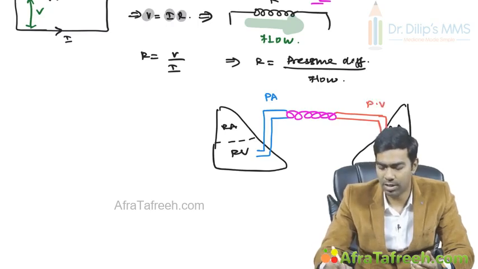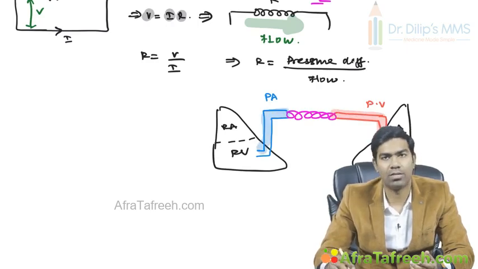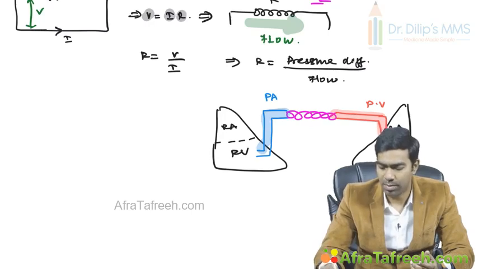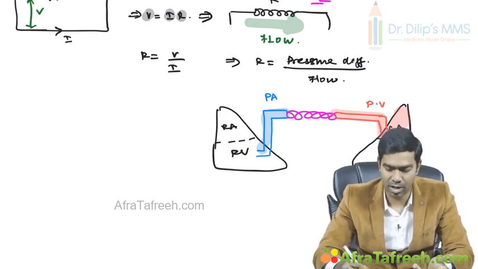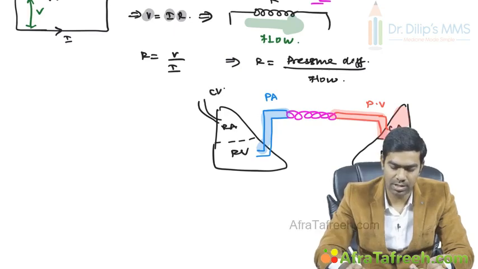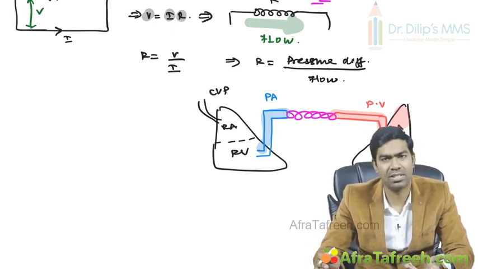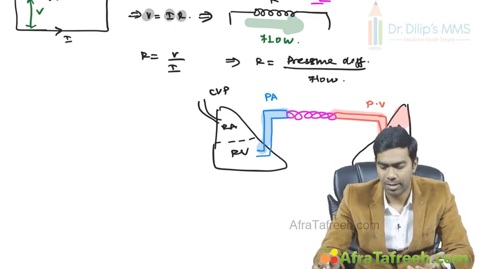So the pulmonary vein is another end of the circuit, whereas the pulmonary artery is the other end of the circuit. You know very well the pulmonary vein is going to be connected to the left atrium, which means the pulmonary venous pressure is nothing but the left atrial pressure. Like how your right atrial pressure means it's the central venous pressure, similarly, the pulmonary venous pressure is nothing but the left atrial pressure.